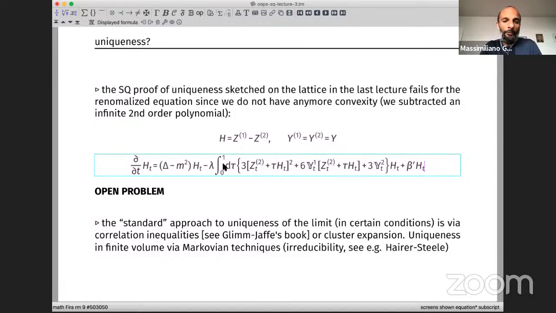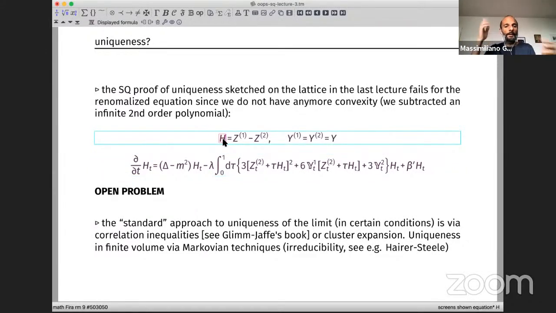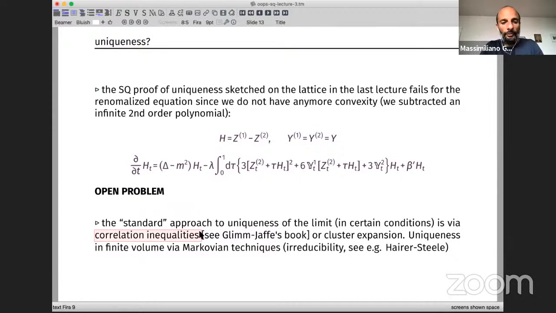Even at low temperature, you would like to say that when lambda is small for fixed M, or when M is large, you should be able to prove using this coupling that the only stationary solution to this equation is H equals 0. And that does not work. If you look at how they do it in the classic literature, for example in the Glimm and Jaffe book, for uniqueness you have two ways. You have correlation inequalities, which use very much the ferromagnetic structure of this problem, or you do cluster expansion, which uses that lambda is small.